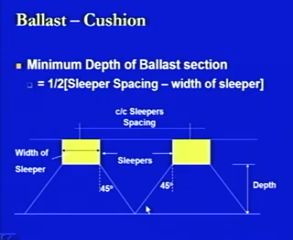Now, the same thing is being shown here. This minimum depth of the ballast section can be found out as half of the difference between the sleeper spacing and the width of the sleeper. The sleeper spacing is taken as the center to center sleeper spacing, and this is the width of the sleeper. If we take the difference between these two values and halve it, that is going to be the minimum depth of the ballast section which has to be provided.